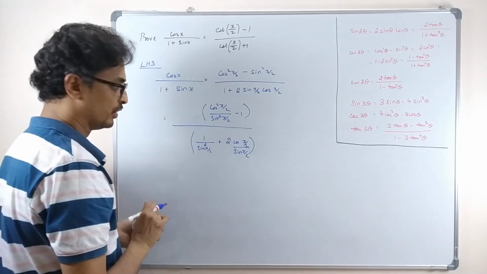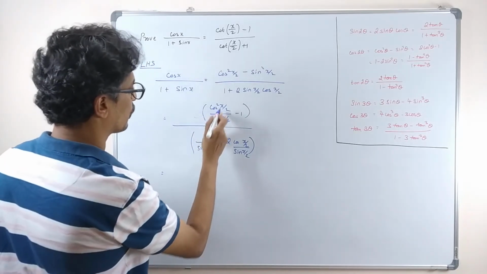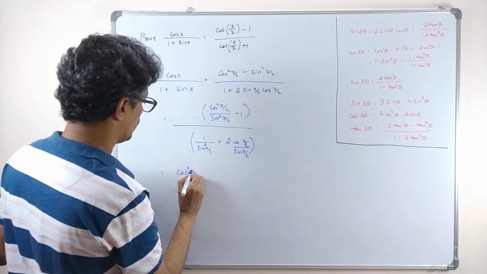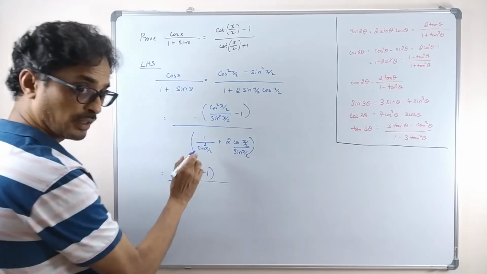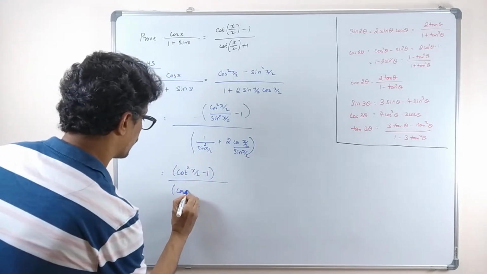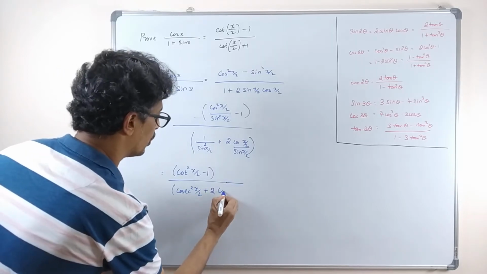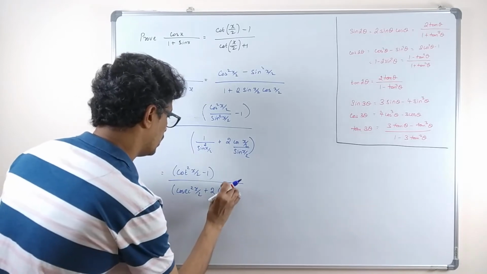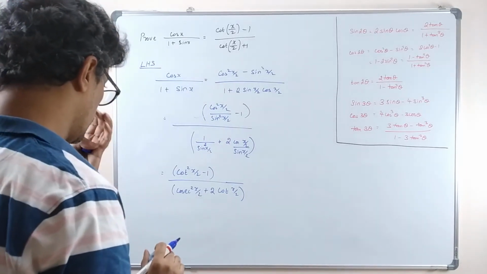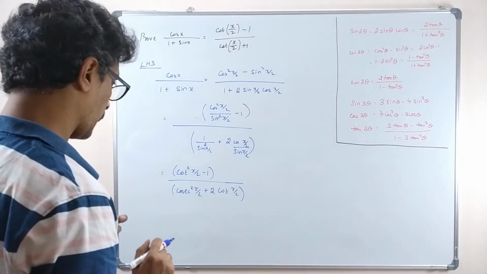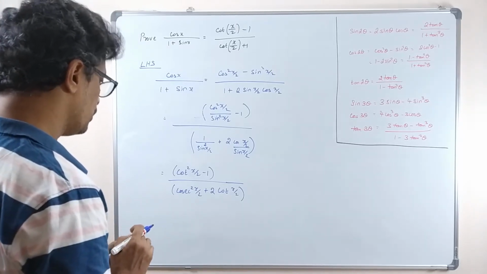Correct? So this is what? Tell me. So this is cot square x by 2 minus 1 divided by, this will be what? Cosec square x by 2 plus 2 times cot x by 2. Correct? Is that right? We can tell cosec square is equal to 1 plus cot square. Yeah, that's what you have written.